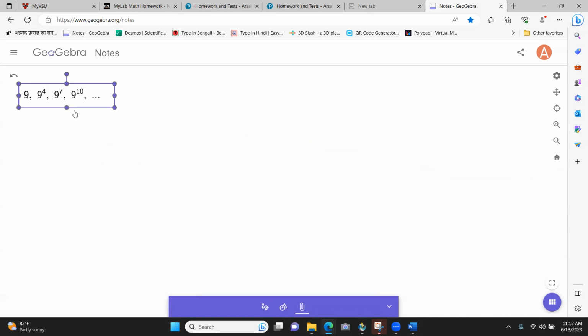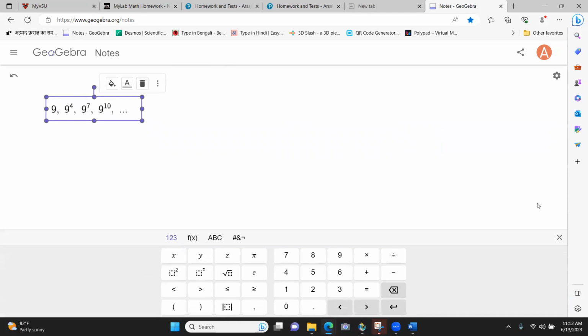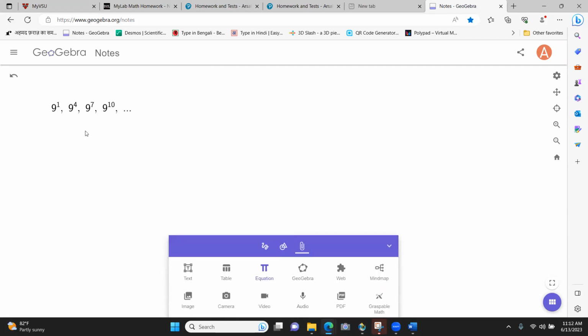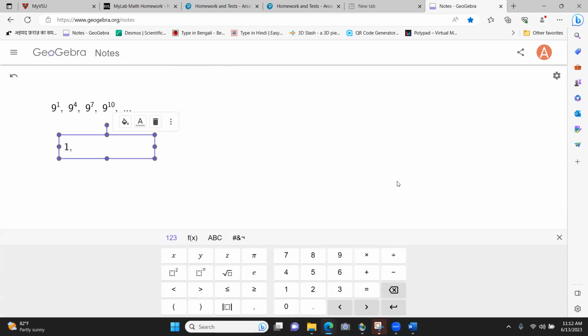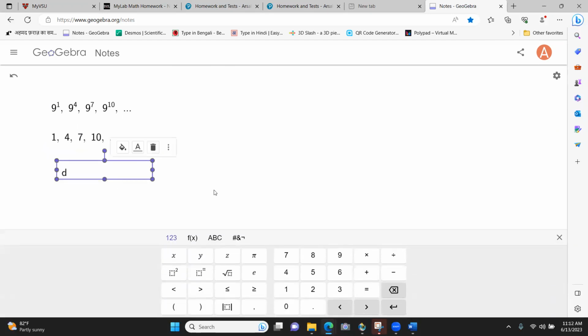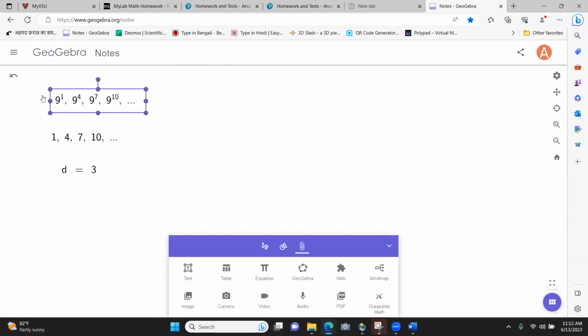Now, I'm going to do one more thing. I'm going to write this as 9 to the power 1. Now, look at the powers: 1, 4, 7, 10. To me, it looks like an arithmetic sequence. I'm going to write down just the powers: 1, 4, 7, 10. It's clearly an arithmetic sequence, right? It's going up by 3, and the common difference is d, which is 3.